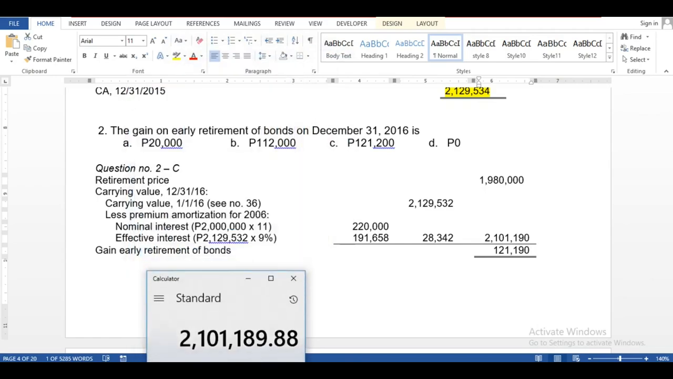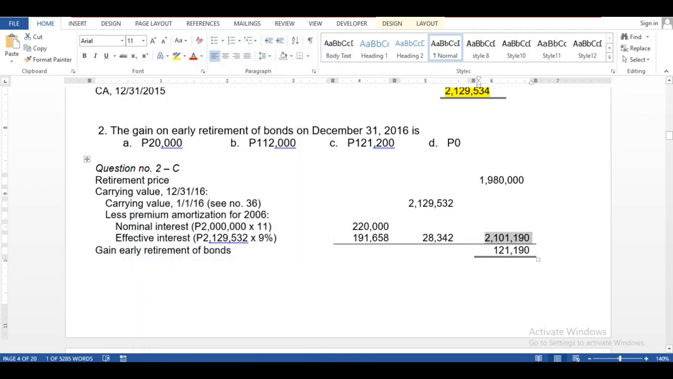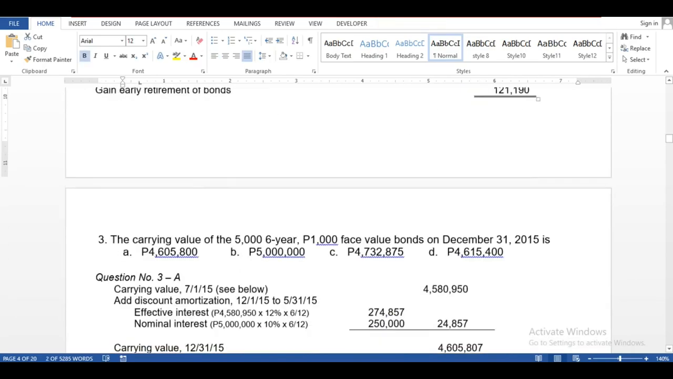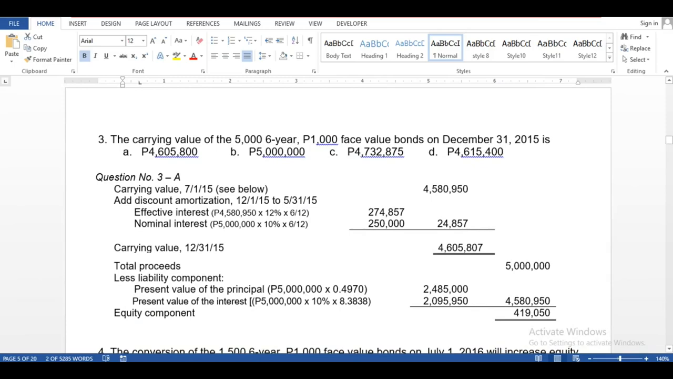So bakit siya gains? Because, di ba yung liability niya is 2,101,190, pero ang nabayaran lang niya for the retirement price is 1,980. So which is less than the amount of the liability. So therefore, meron siyang gain on early retirement of bonds. So, gain on early retirement of bonds, 1,219. So, approximate yung answer dito. Okay. So, let's go to number 3.